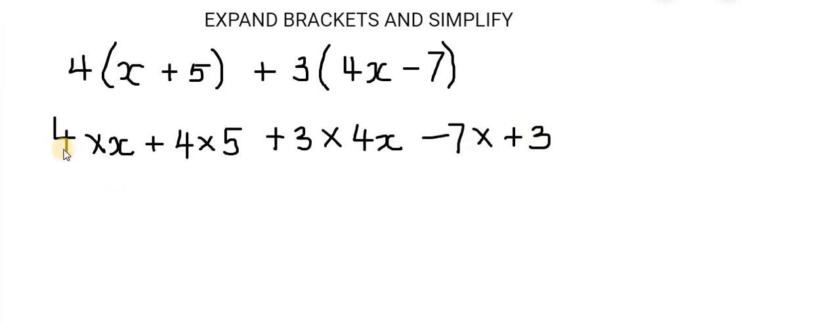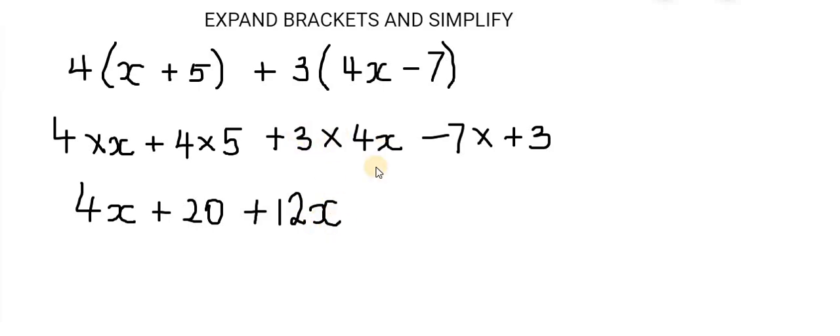So 4 times x, we know that's 4x. 4 times 5, we know that's plus 20, because if we consider the signs, that's a plus. The 5 has an invisible plus sign as well, so that's plus 20. There's a plus in front of the 3. There's an invisible plus in front of the 4x. So multiply those two, that's a plus sign. 3 times 4, that's 12. And we attach the x onto the end because we're really multiplying 3 times 4x.